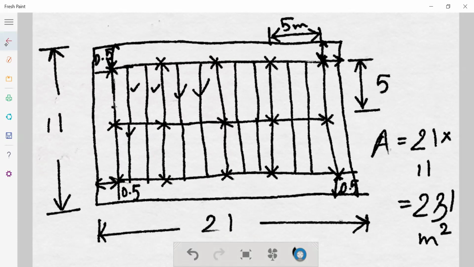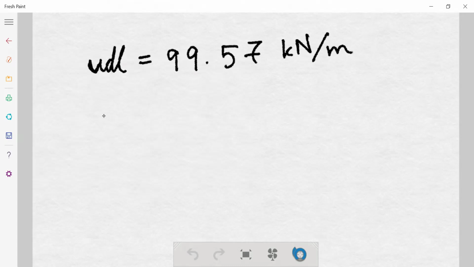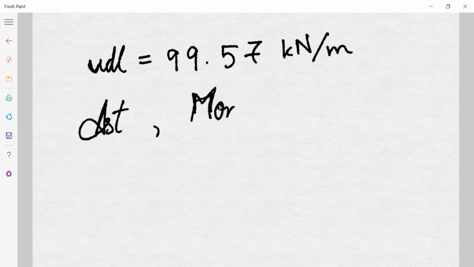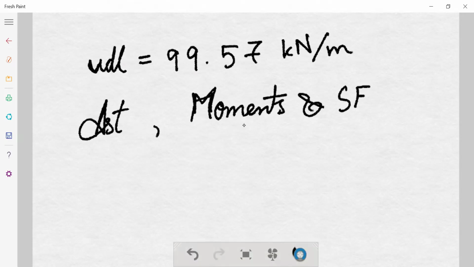So when we are designing it, design means what? Finding out the Ast, and for Ast, what do we need? We need the moments, and also shear force for the stirrups. Shear force and moments are required for the area of steel and Asv. Asv is the shear reinforcement.